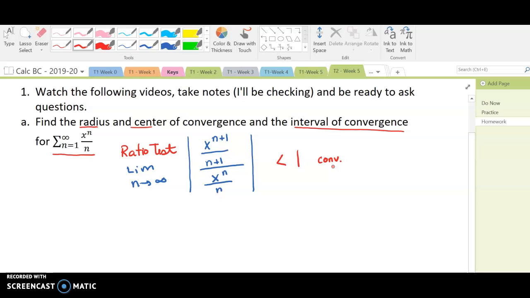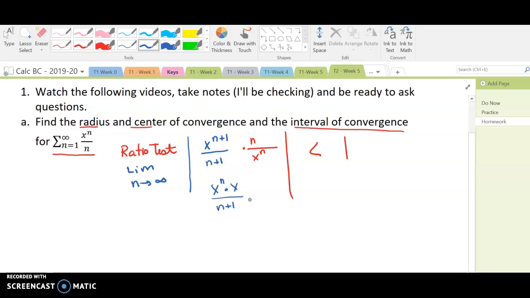And so I'm going to copy dot flop here. So x to the n plus 1 over n plus 1 times n over x to the n, we're looking for this to be less than 1. So this is really x to the n times x over n plus 1 times n over x to the n. x to the n over x to the n is 1, and the limit as n approaches infinity sends this to 1 as well, so the only thing we have is x.